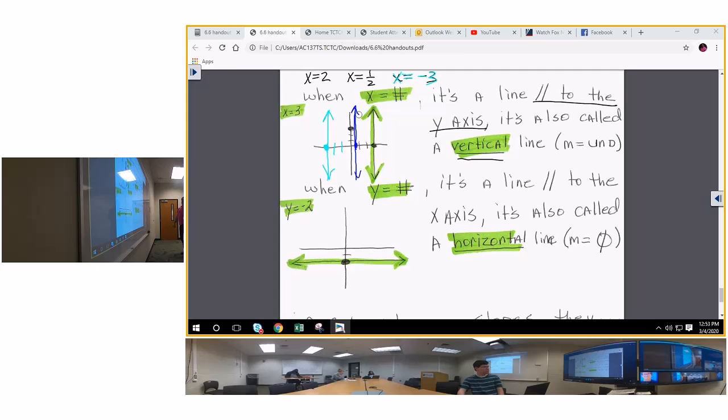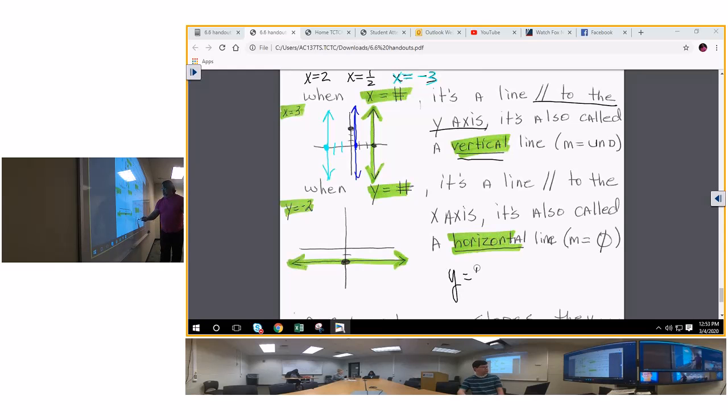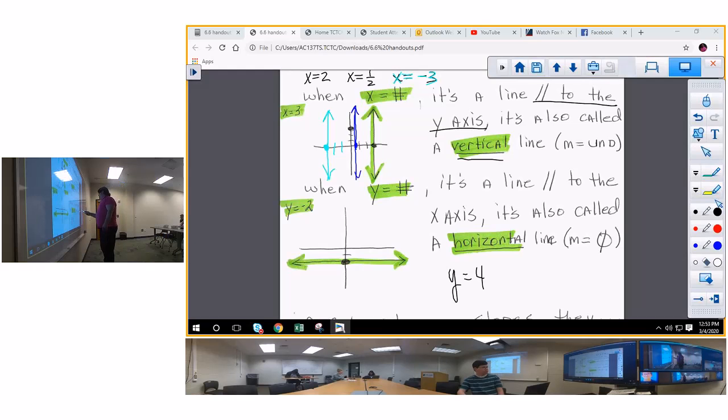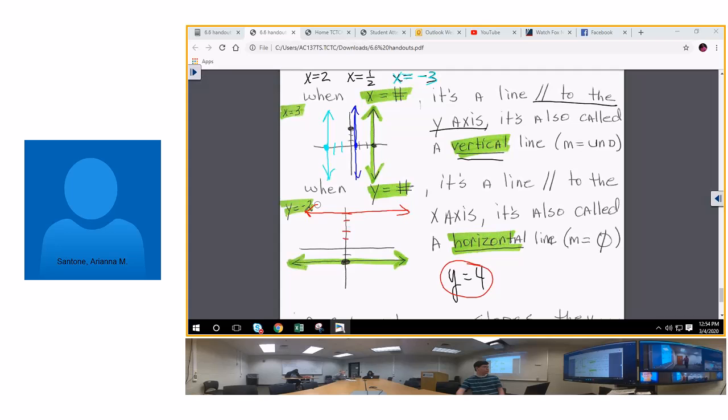So when y is equal to a number, it's a what line? So let's do y is equal to 4. And we'll do that in red. 1, 2, 3, 4. And that's a horizontal line. Now, you don't have to think too much on these. You just have to remember the rule.